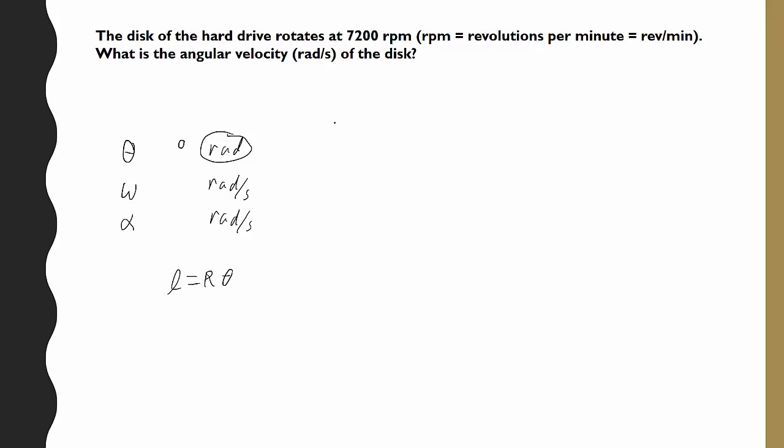Now we have another complication to deal with, and that's that our rotation rates will often be given in RPM, which stands for revolutions per minute. So how do we convert 7,200 revolutions per minute to radians per second? Well, this is technically a frequency. The frequency of this would be 7,200 RPM. So I'll write it as revolutions per minute.